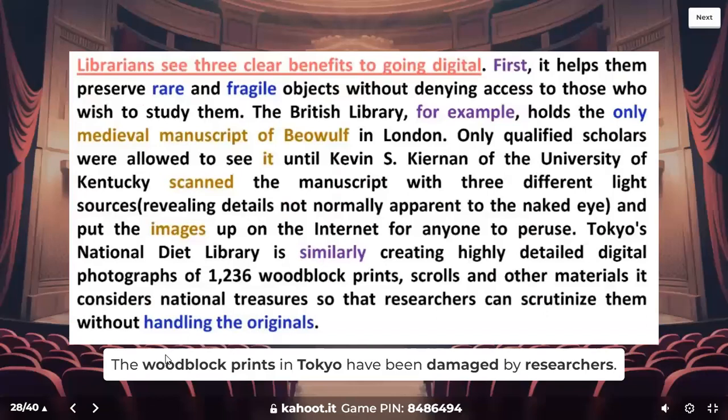Okay, now another statement: the wood block prints in Tokyo have been damaged by researchers. Now here, if I want to scan for the keywords, what is the easiest word to find in the paragraph from the statement? Tokyo, very good. Okay, so we can find Tokyo here. It starts with a capital letter. So this is what you need to do.